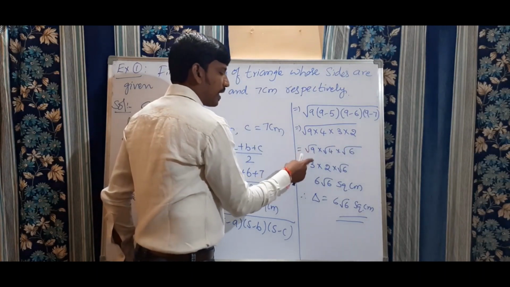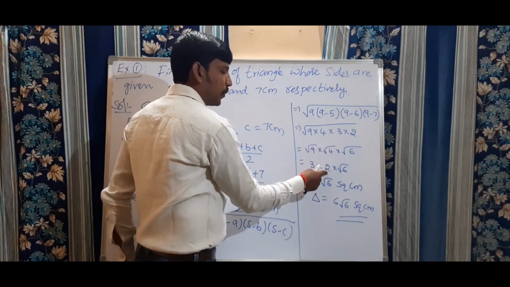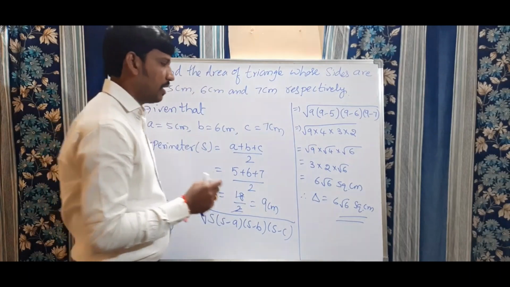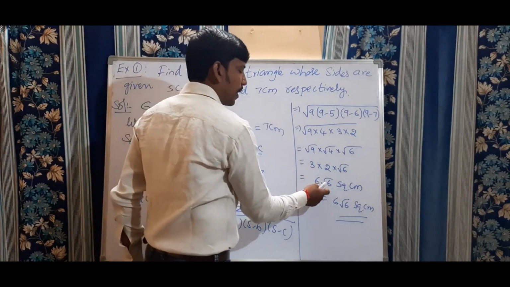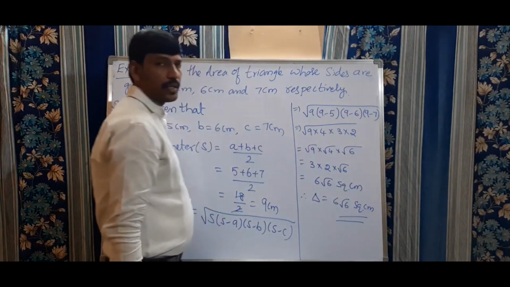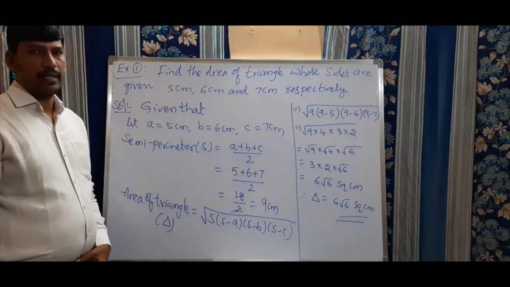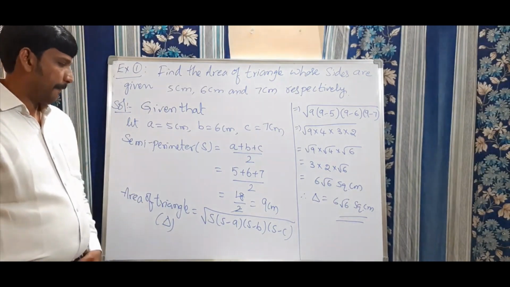So square root of 9 equal to 3, square root of 4 equal to 2, and square root of 6 is 6 only. Clear? Square root of 6 as it is only. Now 3 to the 6, 6 into square root of 6 square centimeters. That is your answer to find the area of triangle. Okay? Please note on this example.